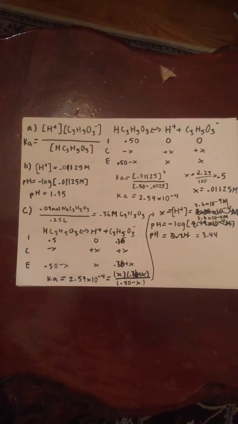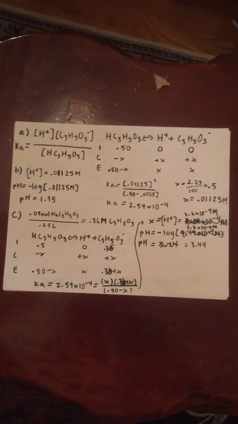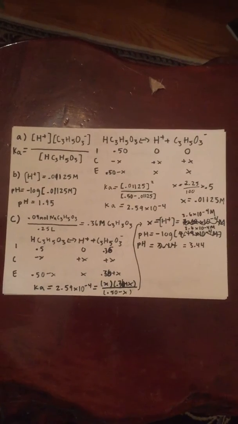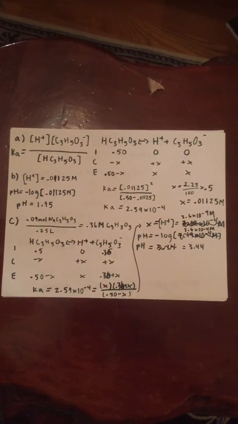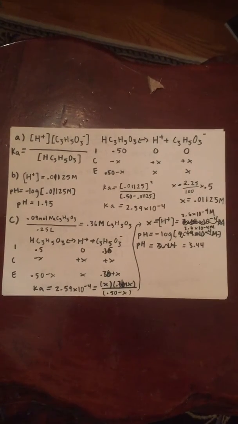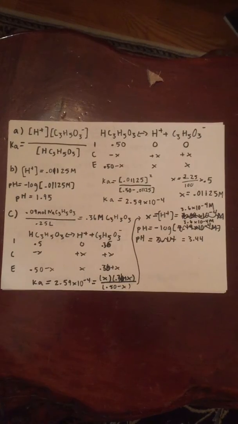So today I will be doing quiz correction for acid-base quiz 1B, and part A asks you to write the expression for the acid dissociation constant Ka for lactic acid and calculate its value. So I did products over reactants to find the Ka, so Ka is equal to H plus times the concentration of C3H5O3 minus over HC3H5O3.